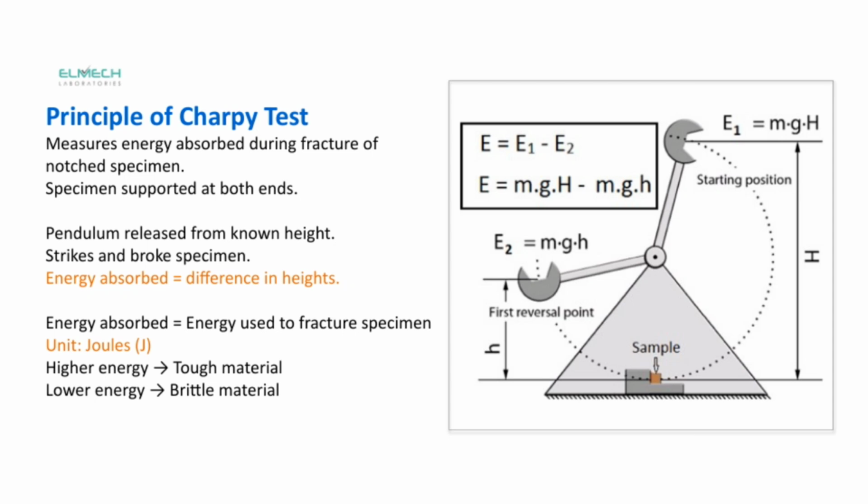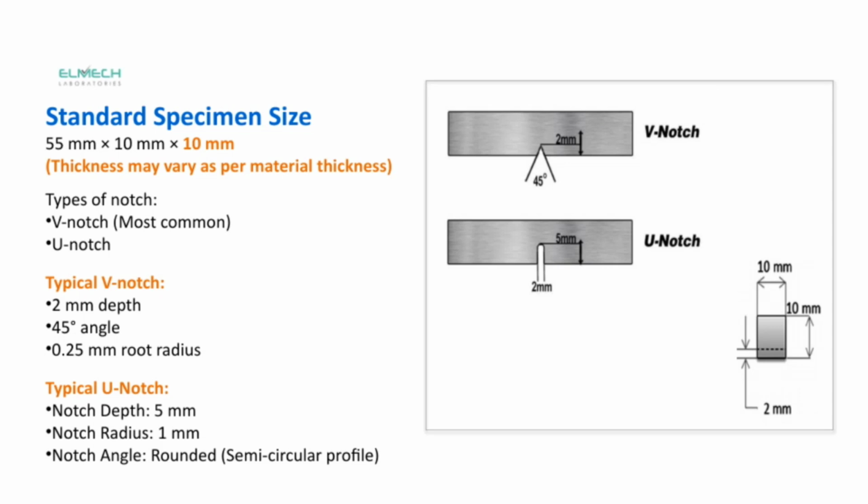Let's take a closer look at the standard specimen size, which is typically 55 millimeters long, 10 millimeters wide, and 10 millimeters thick. Keep in mind that the thickness can vary depending on the material we're testing. Now, moving on to the types of notches, the most common one you'll encounter is the V-notch, but there's also the U-notch. For the typical V-notch, it usually has a depth of about 2 millimeters, an angle of 45 degrees, and a root radius of 0.25 millimeters.